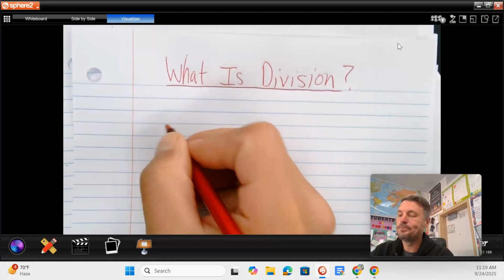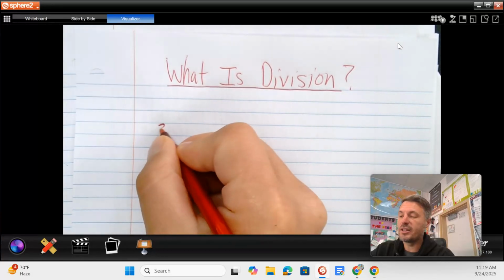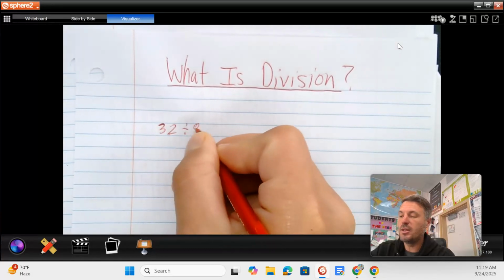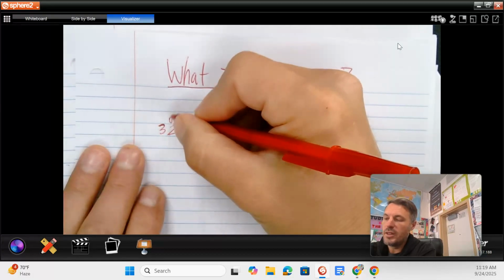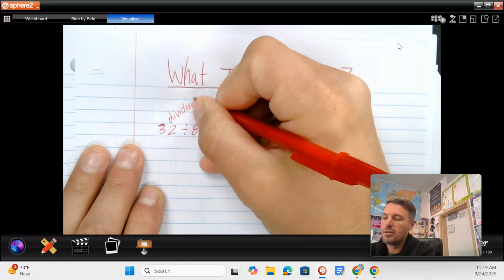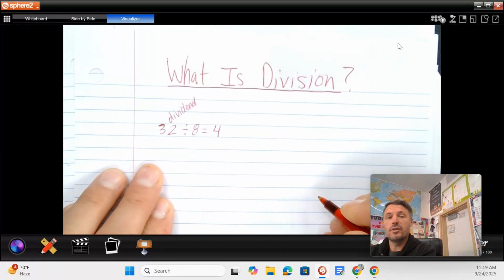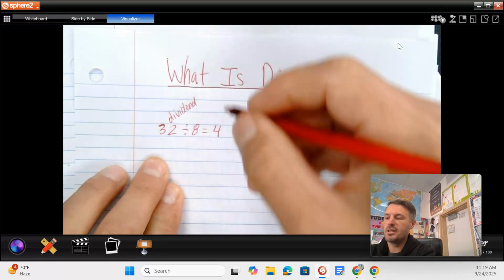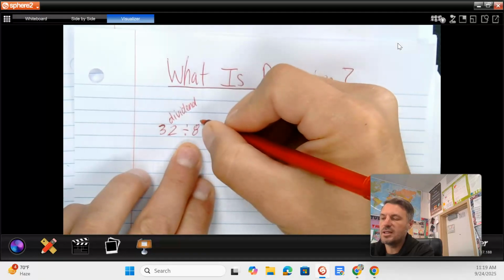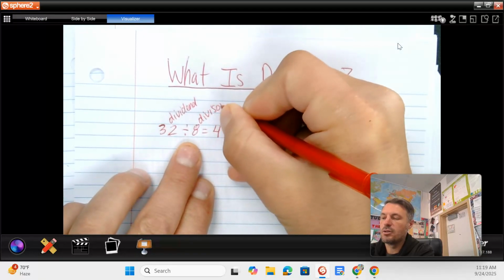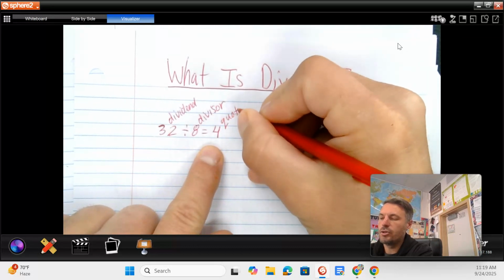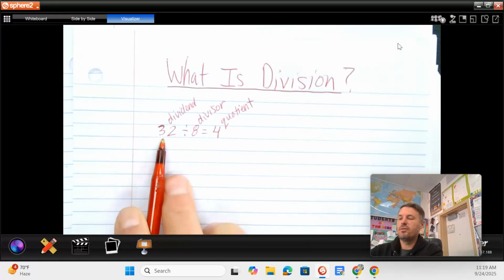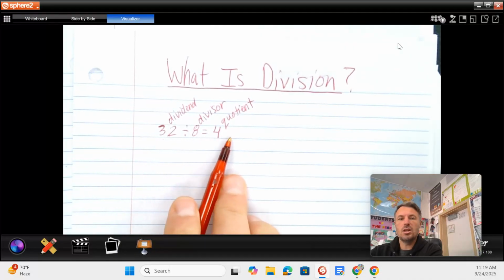Let's say we had the division fact 32 divided by 8 equals 4. First of all, there's some vocab that you need to know. This 32, that's the dividend. When you're dividing, the number that comes first, that's always the dividend. And the number that comes second, in this case the 8, that's the divisor. And then whatever the answer is, that's called the quotient. So it's dividend divided by divisor equals quotient.